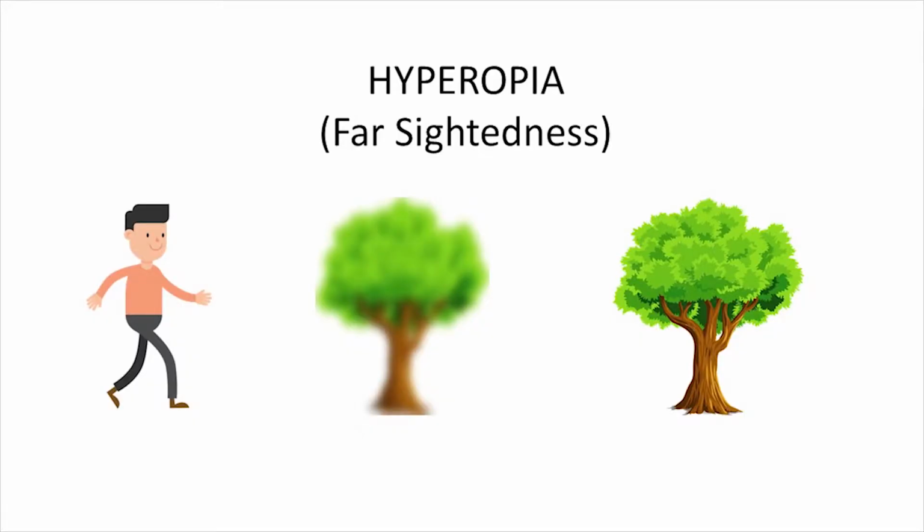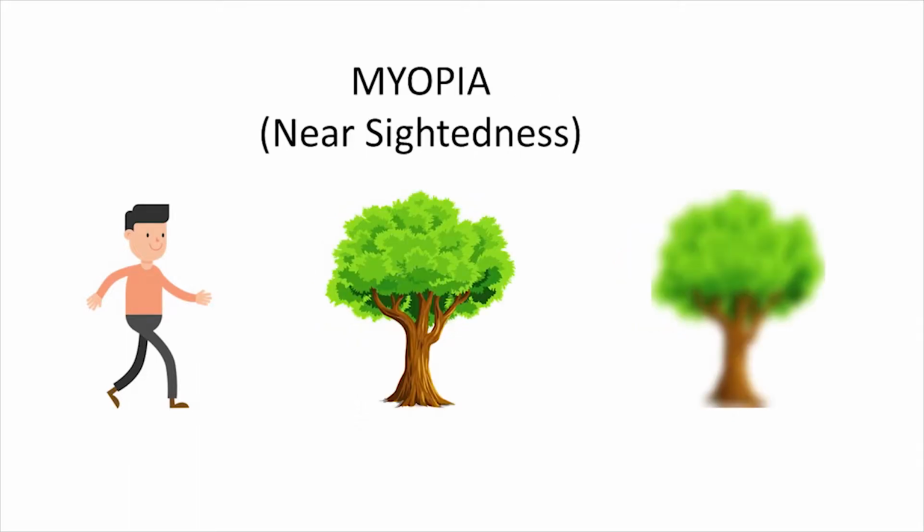In hypermetropia, the person is able to see objects far away clearly, and the objects that are close are blurred out. And in myopia, the person can see objects close by clearly, and objects far are not clear and are blur.